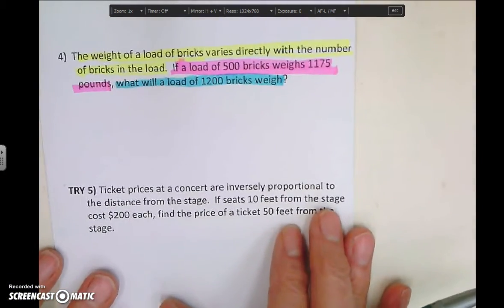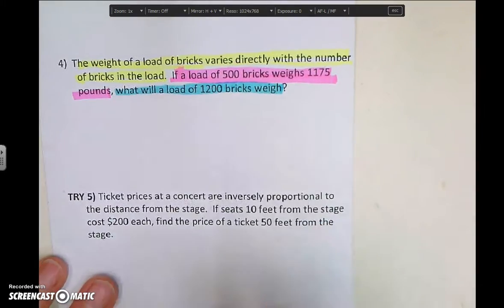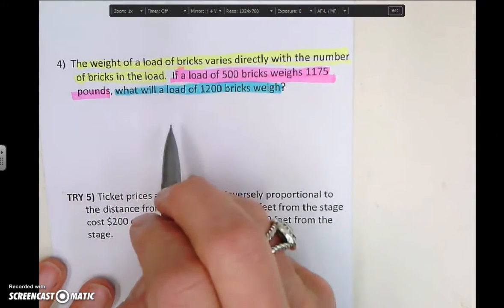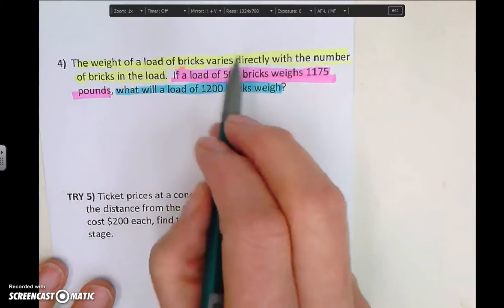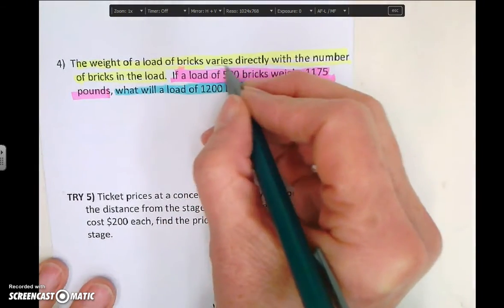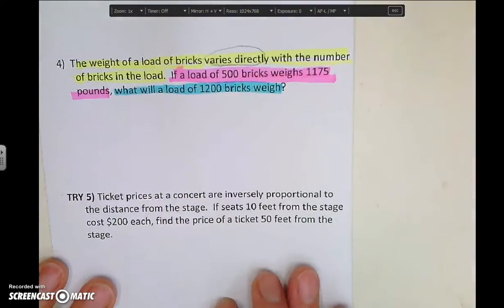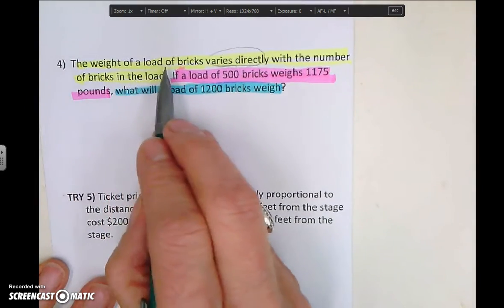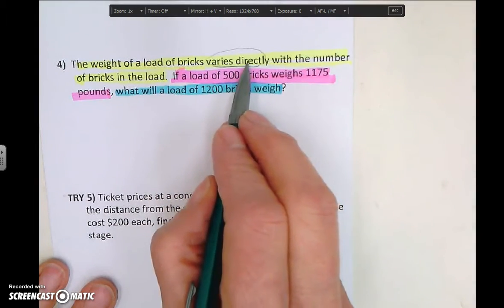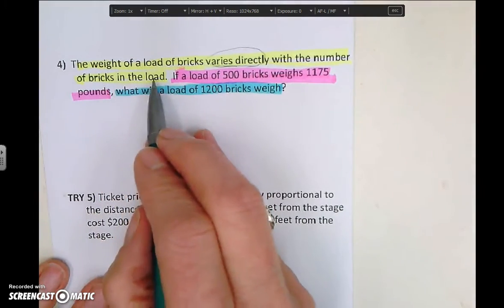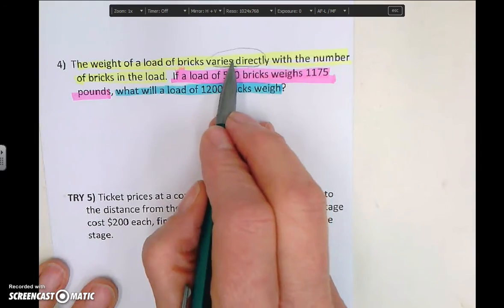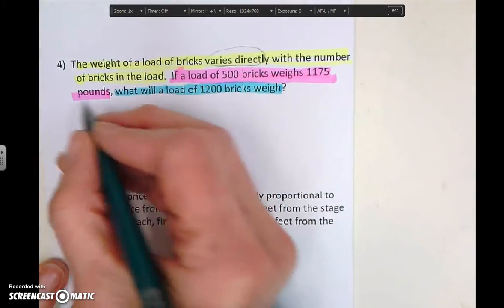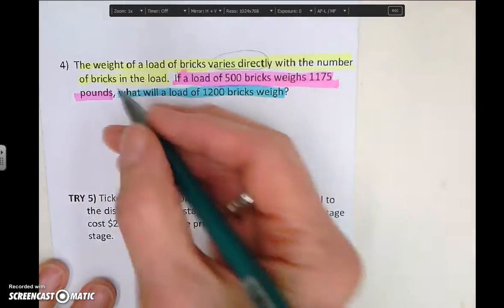All right, so problem 4 is a word problem. And these are really, once you get used to them, fairly easy word problems. You're just going to be looking for these words where it says varies, and it will either say directly or inversely. But this says that the weight of a load of bricks varies directly with the number of bricks in the load. So since it varies directly, then we're going to use y equals k times x.